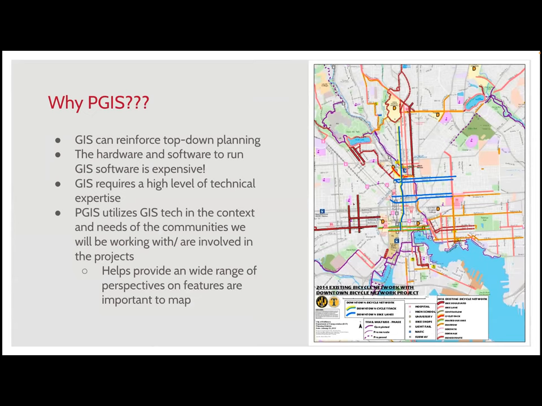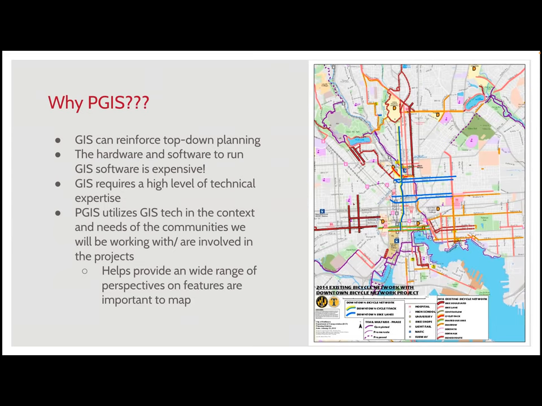But why are we doing this in the first place? Traditional GIS, everything that we're learning as geographers to do, can reinforce top-down planning. If you look at the picture on the right, I live in a city called Baltimore, Maryland, and one of my favorite things to do is biking. So if I was in charge, I would put bike lanes everywhere and have it done my way. But that might not be what the community wants in certain neighborhoods. They probably want bigger roads or more parks or places to park their cars, maybe golf courses, who knows?